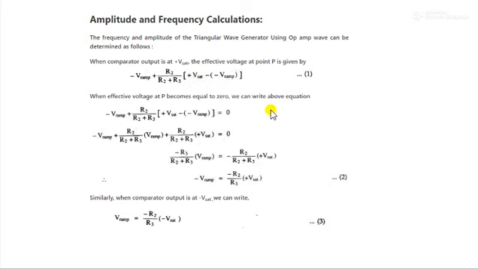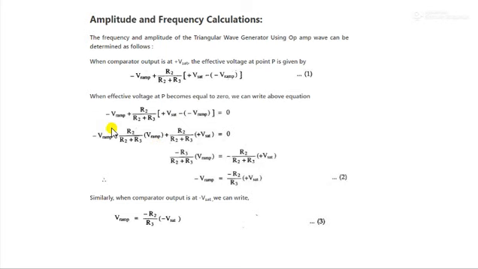When the effective voltage at P becomes equal to 0, we can equate this equation to 0. Now we can multiply R2 by R2 plus R3 into plus V saturation minus into minus plus V saturation. So first we get the plus V ramp, again we get the plus V saturation. Here minus V ramp, and here we have plus V ramp. So we can take the LCM here.